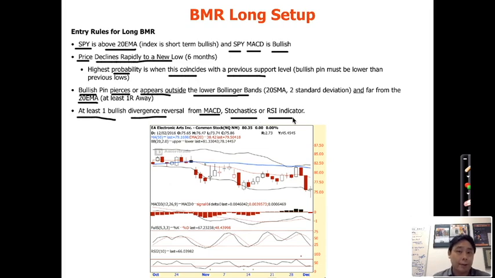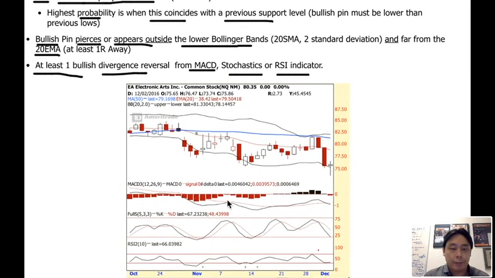Next, we need at least one bullish divergence reversal to appear on the MACD, stochastics, or relative strength index. Alright, so 4 specific entry rules that must be met when you go long on the BMR setup. So let's take a look at the chart below and see if it meets all the criteria.